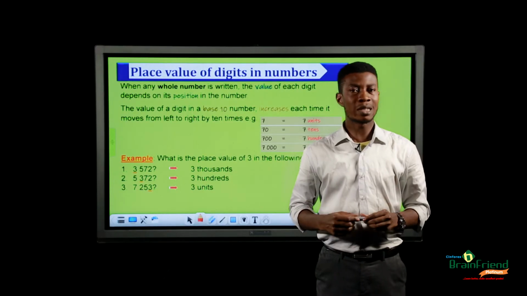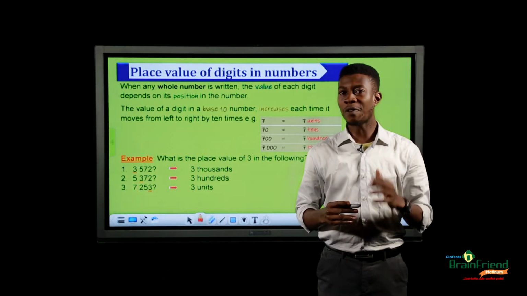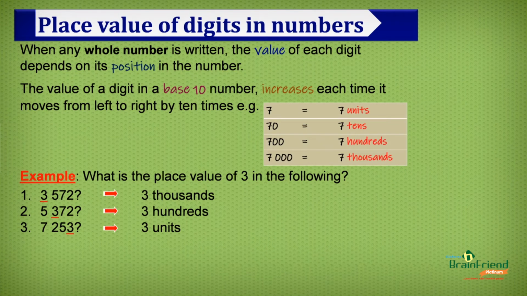Now, let's look at some examples showing us the place value of some digits. 7, standing alone, simply means 7 units. And when we have 70, our 7 becomes 7 tens. But in the number 700, 7 becomes 7 hundreds. And in the number 7,000, our 7 here now stands for thousand, 7 thousands.